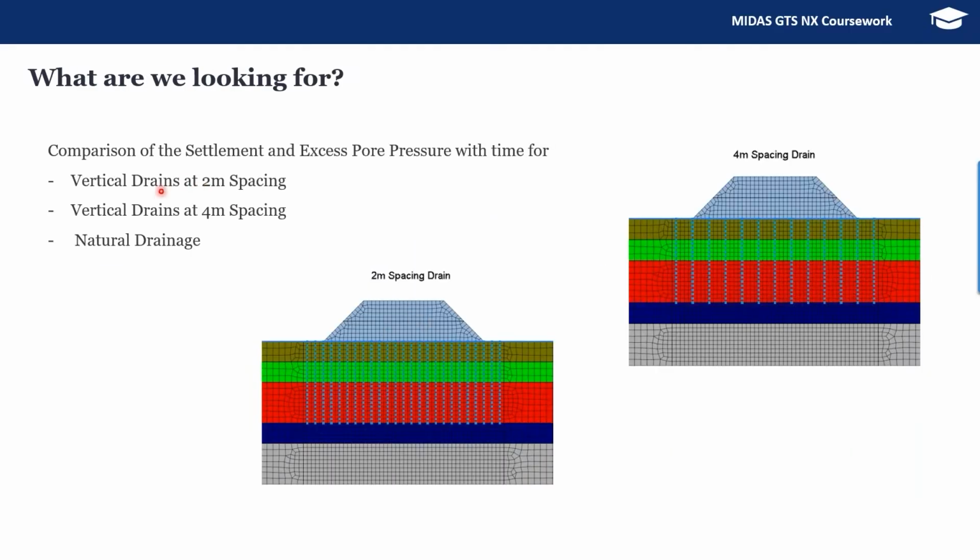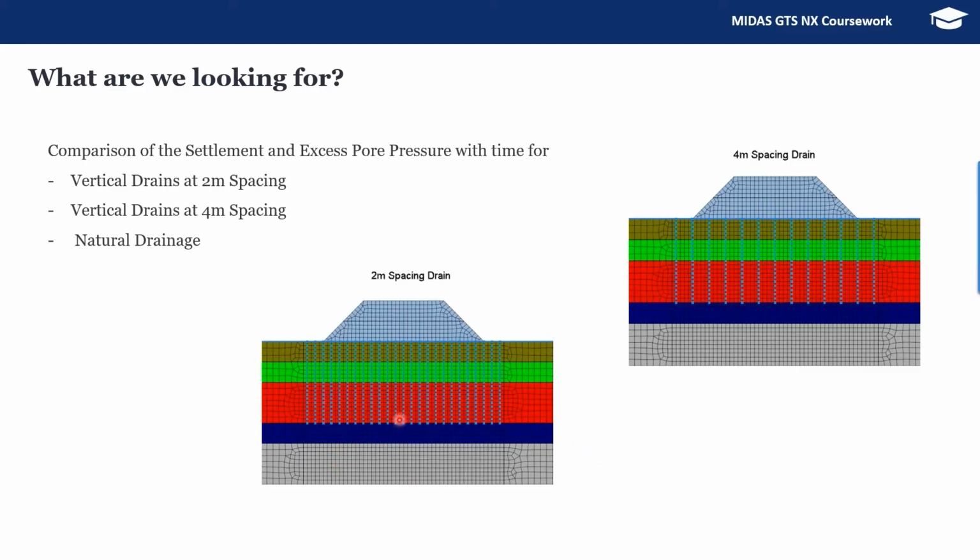So here we are going to look at the comparison of settlement and excess pore pressure with time for vertical drains at 2 meter spacing, vertical drains at 4 meter spacing, and for the natural drainage condition. As I said, in the natural drainage condition, we are not going to model or simulate the vertical drains phenomenon, but we are simply providing the natural drainage. That means whatever pressure is generated in the clay 1 and clay 2 layers will have to dissipate through the silty sand and weathered rock on the top and bottom of the clay layers. So that's the natural drainage technique.